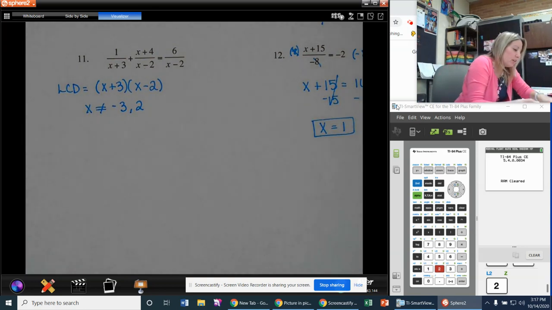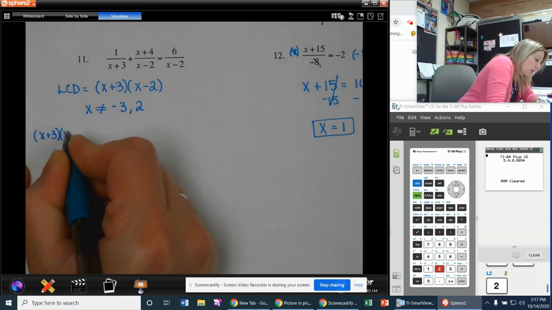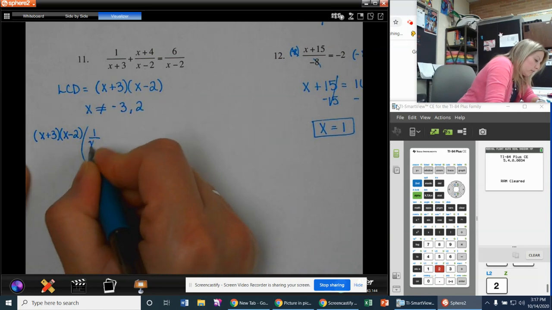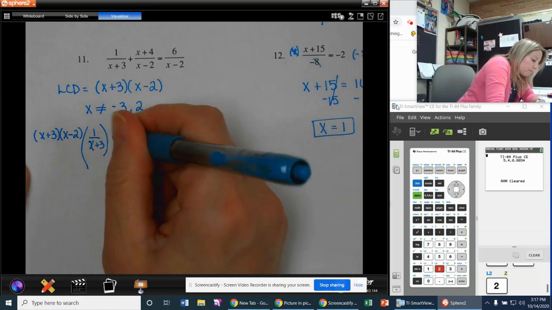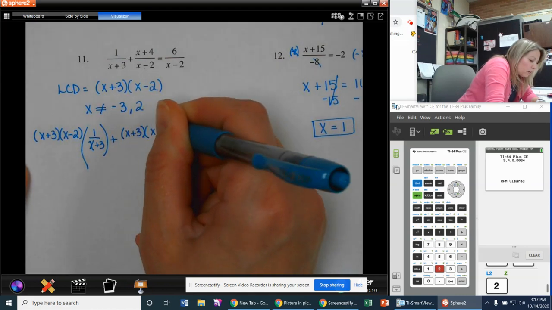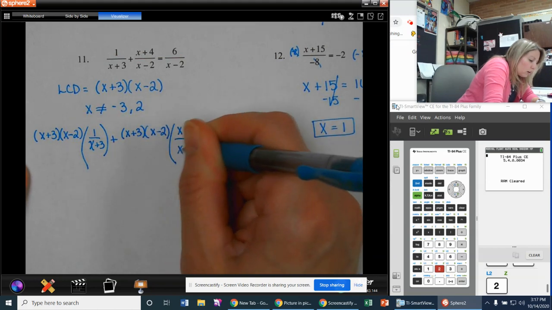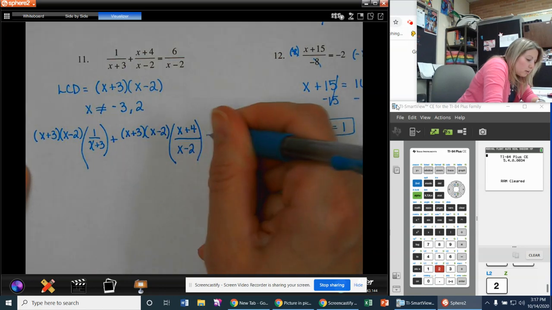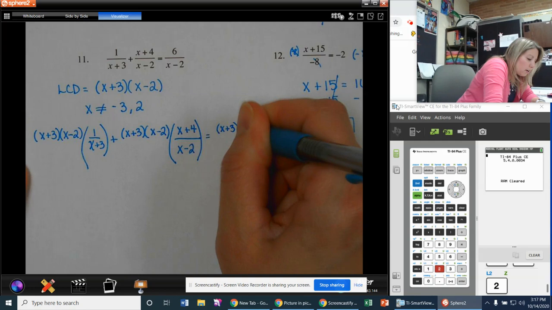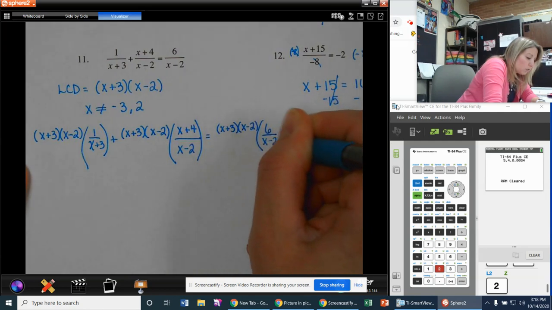Alrighty, let's take that LCD and multiply it by every piece. This is the part that takes time and space, but is really important for getting it right. Really taking my time here. X plus 3, x minus 2, and 6 2. Got it.